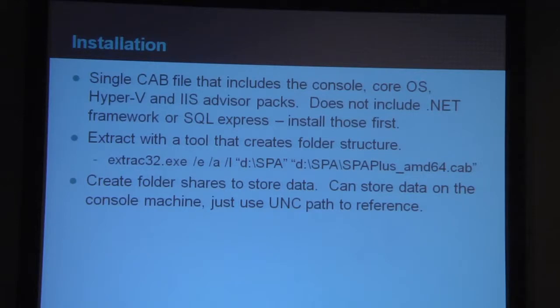And the cab file, there's a lot of tools you can use to work with cab files, right? But make sure whatever you use preserves the folder structure inside a cab file. I gave you the extrac32 command line here because the advisor packs actually have to be in a subdirectory in order to be read properly. If you use some other tool that just extracts them to a straight folder, it's not going to find the advisor packs, and you're not going to be able to get anything out of it. So you can go ahead and extract the cab file. There's a different version for 32 or 64-bit, of course, and then create your folder shares to store data.